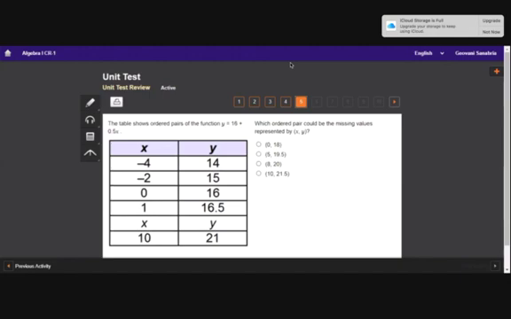Do you know what it's asking you to do? Look at the function. So they're asking you to go through each one of the answers and plug in the x value and see if you get the y value. So for the first answer, what would be the x value? Do you know?